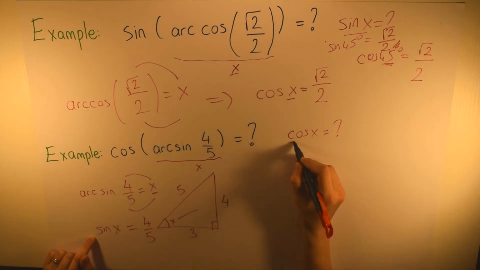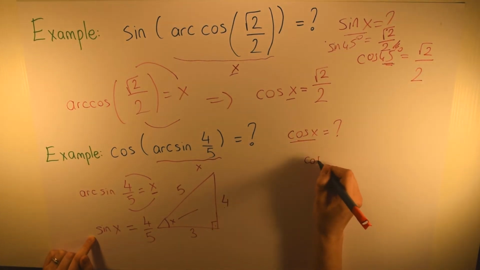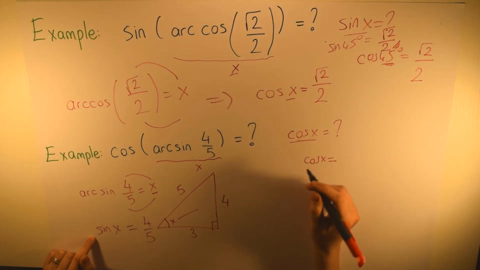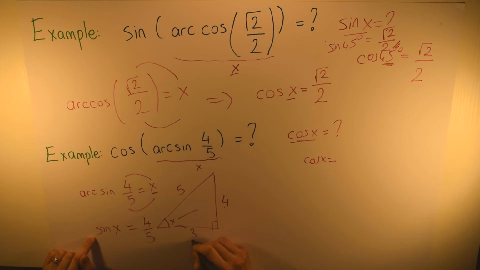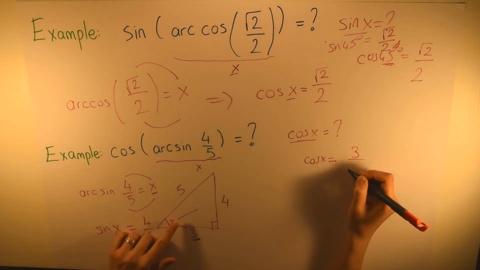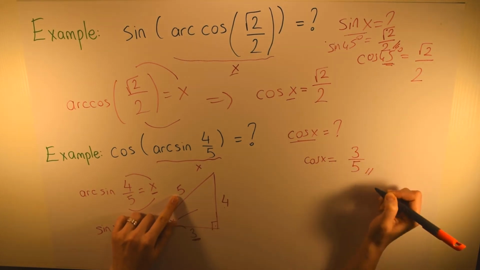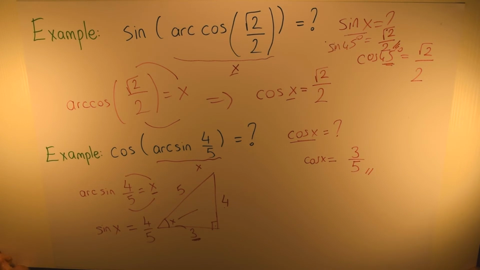From here, what do we need to find? We need to find the value of cosine x. We know that cosine x is equal to adjacent side over hypotenuse, which is equal to 3 over our hypotenuse, 5. So this is the answer for our example.